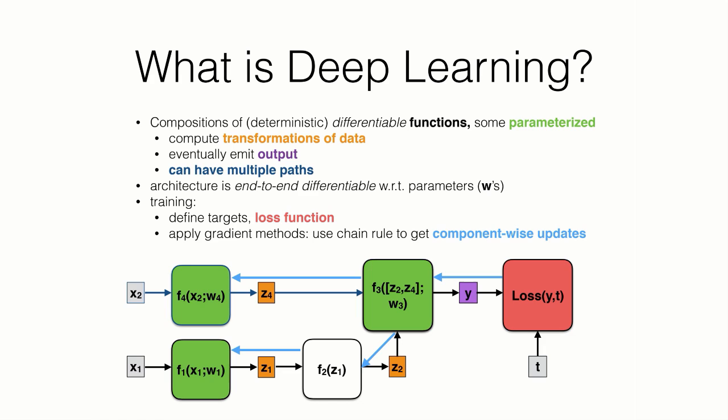The key thing here about neural networks in general, and deep learning, the most useful thing to think about is that this architecture for transforming your data is end-to-end differentiable with respect to your parameters. So if you remember your calculus, you can take derivatives. And you can train by defining a set of targets that you're trying to emulate, so that's the T down there. And then you just write down some loss function.